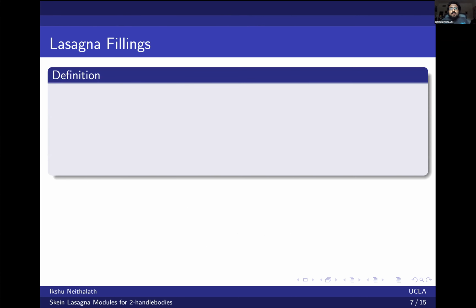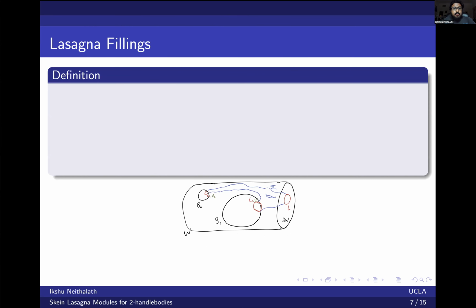So this is a bit of review from Paul's talk, but let me tell you what the Skein Lasagna module is again. So first we need the notion of a lasagna filling. There's a picture of a lasagna filling of a 4-manifold with a link in its boundary. Here W is a 4-manifold, the boundary is off to the right. Here's the link L in its boundary.